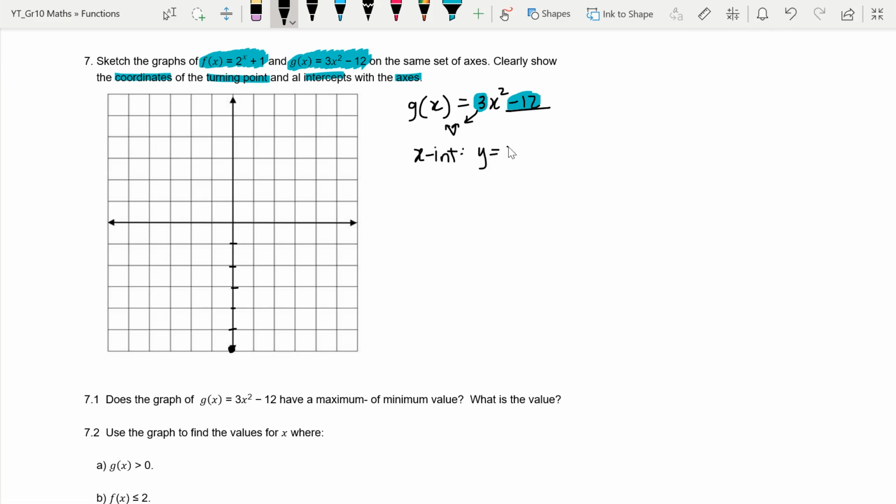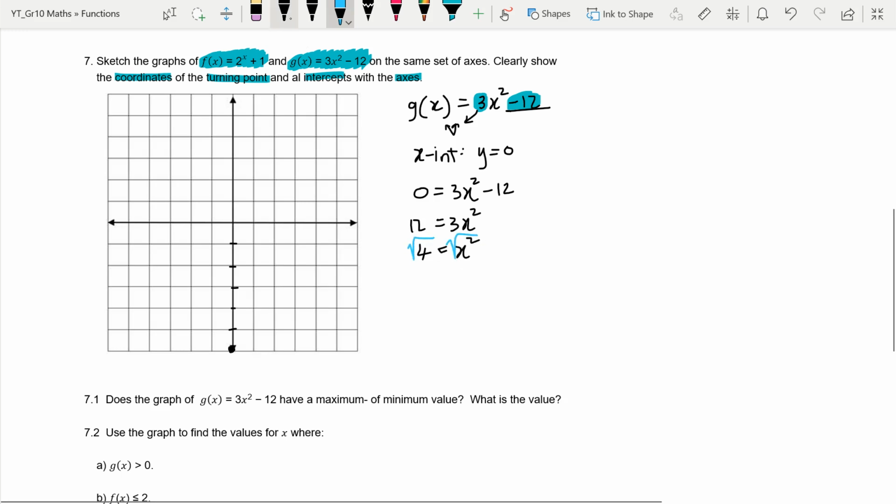We're going to make our y 0 like with all our other functions. So if we make y 0 there, you can decide how you're going to solve that, if you're going to use factorization or not. So what I'll do is I'll just do that. I think most of you would do that anyway. And then I'm going to divide both sides by 3. Then I'll end up with that. And then if we get the square root on both sides, then I get that x is equal to plus or minus 2.